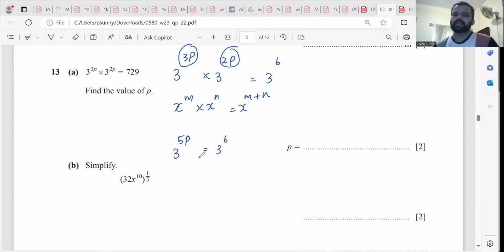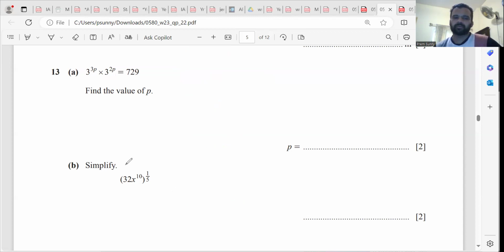If the bases are the same, and in between we have an equal to sign, we can just equate the powers. So 5p is equal to 6. P will be equal to 6 divided by 5, that is 1.2. 6 divided by 5, you will get the answer as 1.2.